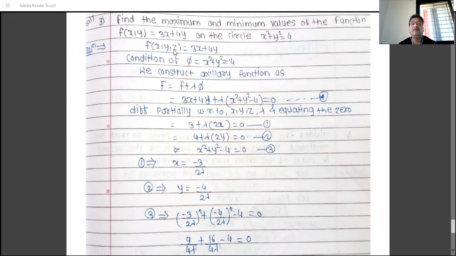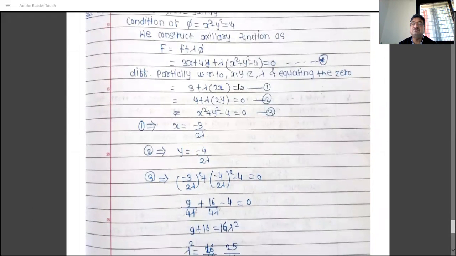Now don't write f(x, y, z). f(x, y) is this, phi is the given condition, x square plus y square minus 4 is equal to 0, right? Then we construct the auxiliary function capital F is equal to small f plus lambda phi, that is 3x plus 4y plus lambda times (x square plus y square minus 4), which is equal to 0.